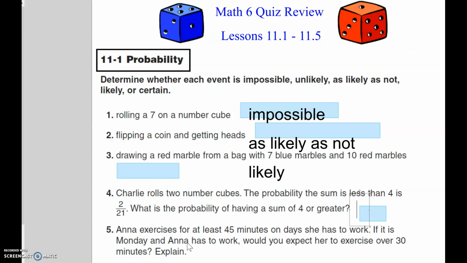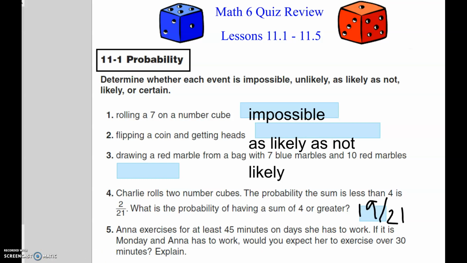Charlie rolls 2 dice. Number cubes are dice. The probability the sum is less than 4 is 2 out of 21. What is probability of having a sum of 4 or greater? 4 or less and 4 or greater are opposites of each other. That's called the complement. If 2 out of 21 is less than 4, then what's left would be 4 or greater. So you do 21 minus 2 to find what's left. That would be 19. And the answer would be 19 out of 21.